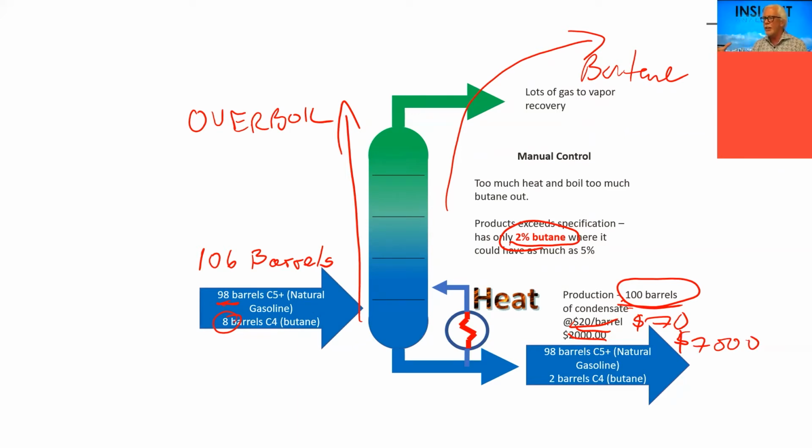So that's all well and great. But now what would happen if I actually made a measurement there and said, oh, I've got room. I'm allowed to have 5% butane. I'm allowed to slip more butane to the bottom. So I'm going to lower the amount of heat that's going into here and see if I can optimize that number.